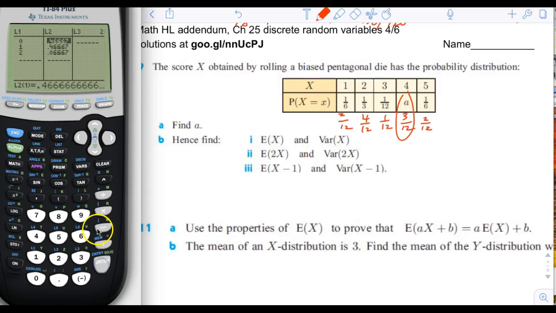So stat edit, we're going to put 1, 2, 3, 4, 5 here on the left side. And on the probabilities, we're going to put 2 divided by 12, 4 divided by 12, which is 1/3. We're going to put 1 divided by 12, and we're going to put 3 divided by 12, and we're going to put 2 divided by 12 again.